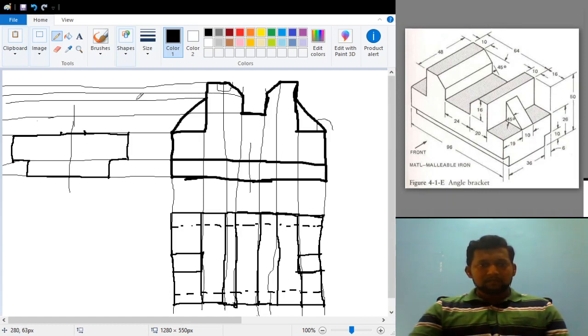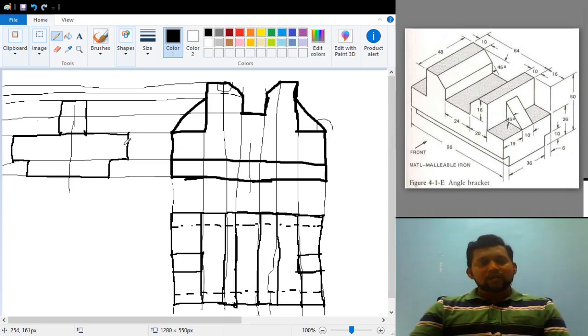So I have taken the projection lines from the front view towards the side view, which clearly tells me that you have to stop exactly at this particular point. That is the advantage of drawing the projection lines from one view to another view. Here also you can take a comfortable distance between the front view and the side view.